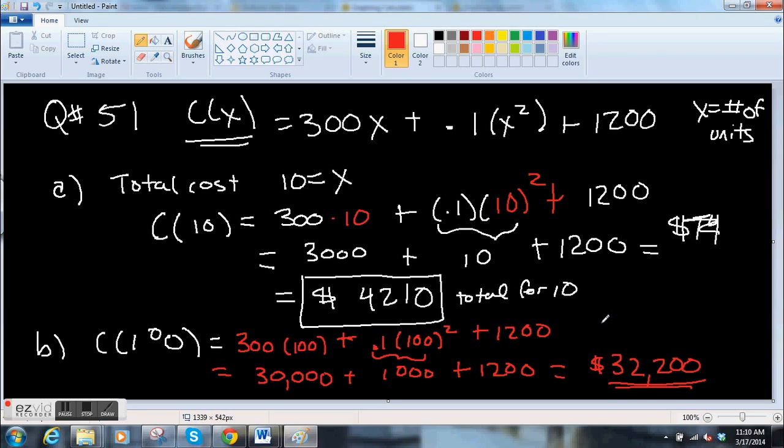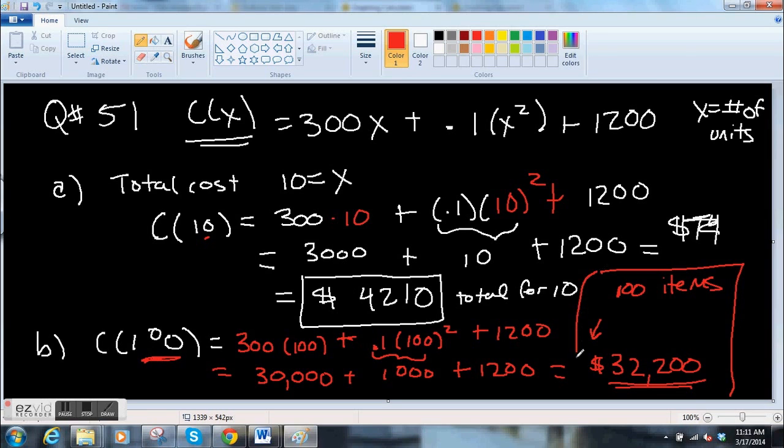And what is this saying? This is the total cost to you of producing 100 items. So if you're my mom and it costs you about $4,000 to produce 10 scarves, then it's going to cost you $32,200 to produce 100 scarves. My mom makes scarves. They're not that expensive though.